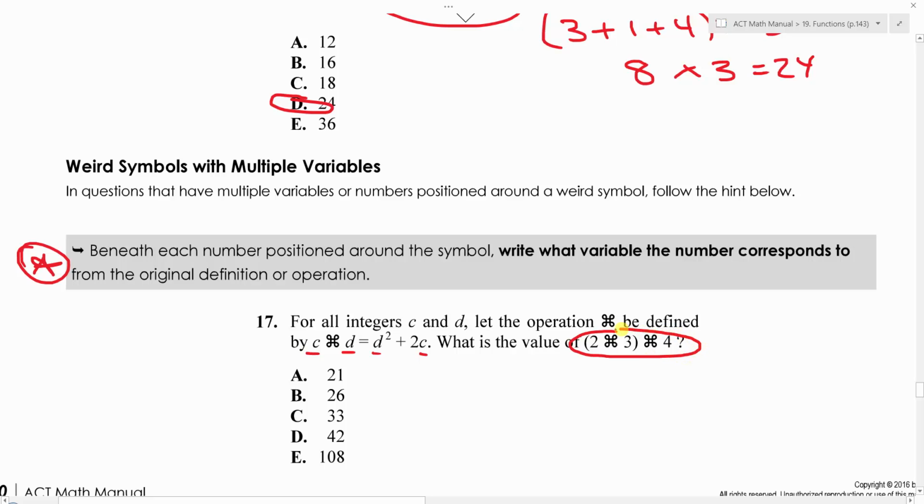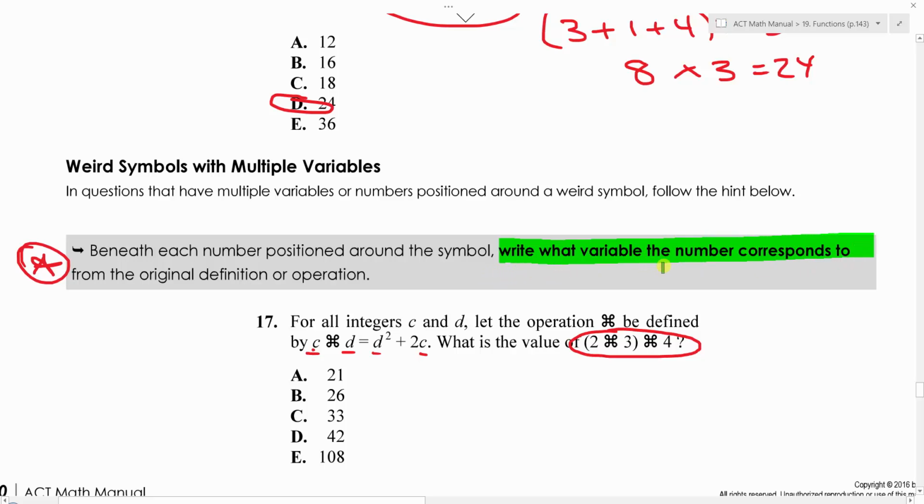So there are 2 sort of tricky things going on here. One, this is a composite function. Notice that this 2 function 3 is the thing to the left of the weird symbol. So that 2 function 3 is actually the c. So c is being defined in terms of another whole function. So we're going to have to do this in order of operations. We're going to have to do this stuff first, and then this second operation. But before we even do that, I want to address this hint here.